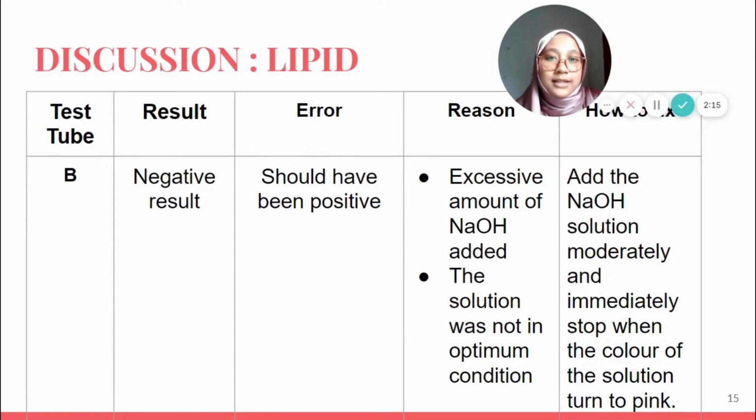For the second test tube, which is test tube B, the result obtained is negative. The error in this experiment is that the result obtained should have been positive. The reason behind this error is that an excessive amount of sodium hydroxide was added into the solution. It causes the solution not to be in optimum condition, which is in a high alkaline state. So how do we fix this problem? By adding the sodium hydroxide solution moderately and immediately stopping when the color of the solution turns pink.